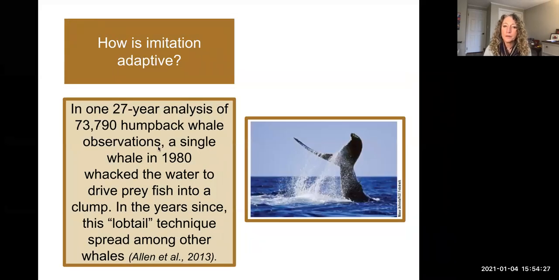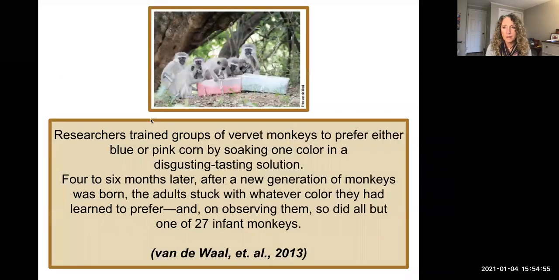So here's another example. They did a 27-year analysis of humpback whale observations, and a single whale in 1980 whacked the water to drive prey fish into a clump. In the years since, the lobtail technique spread among other whales. So just one time, it can be contagious and everybody just starts imitating and following. Start thinking about that with social media, just saying. One response and then everybody starts following it.